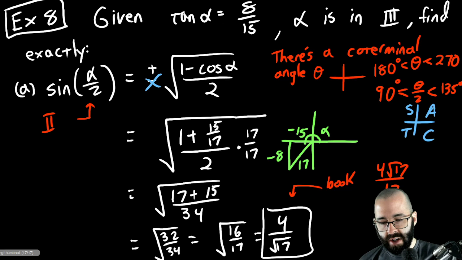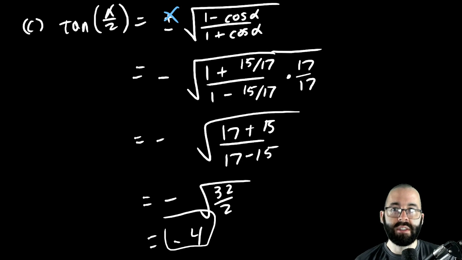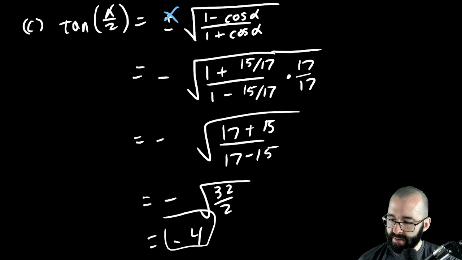Is that sine over cosine? Sine is 4 over root 17. Cosine is negative 1 over root 17. The root 17s would cancel, and you do get negative 4 for sine over cosine as well.